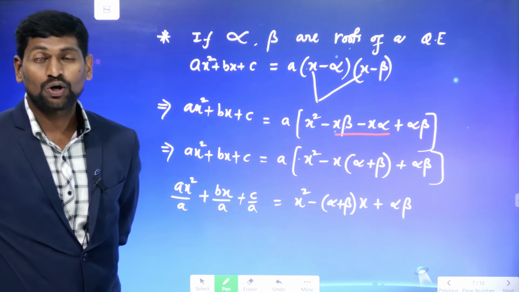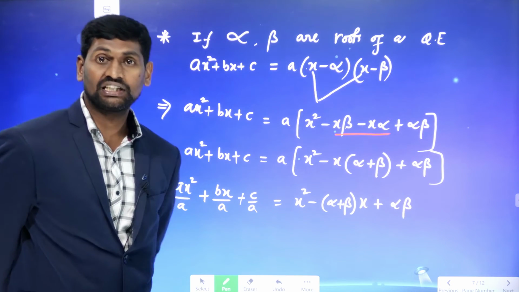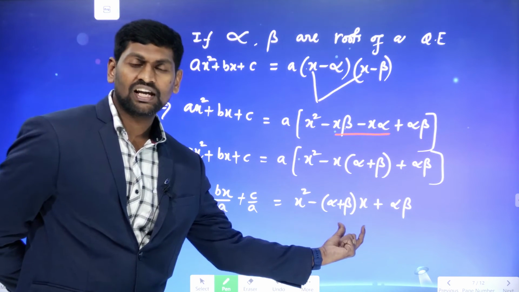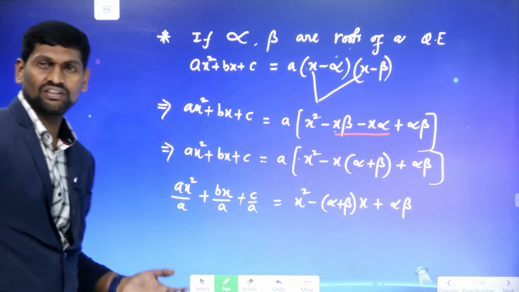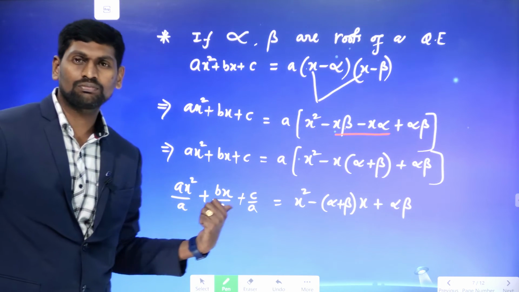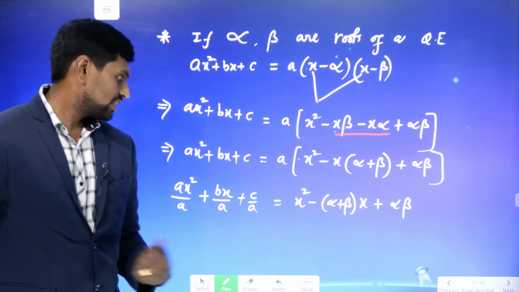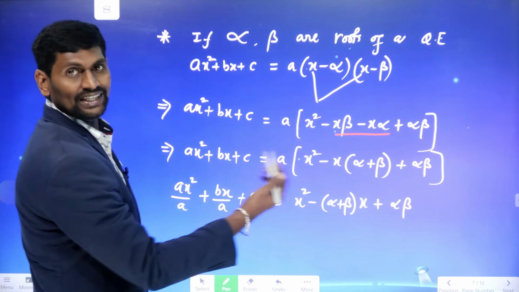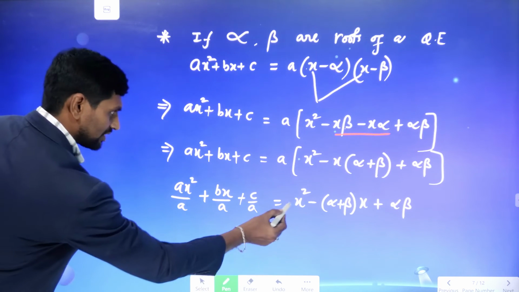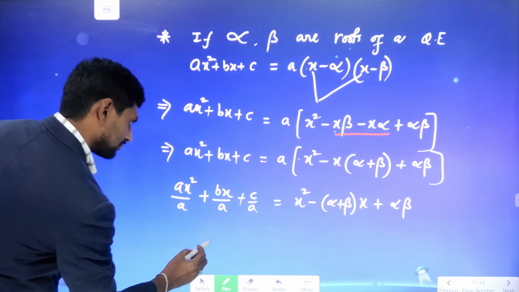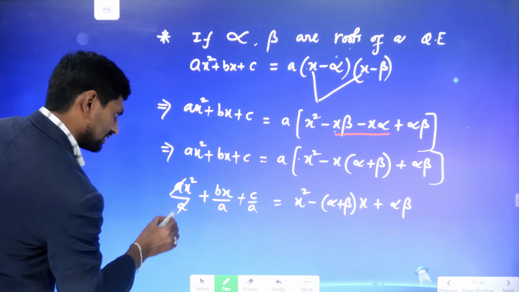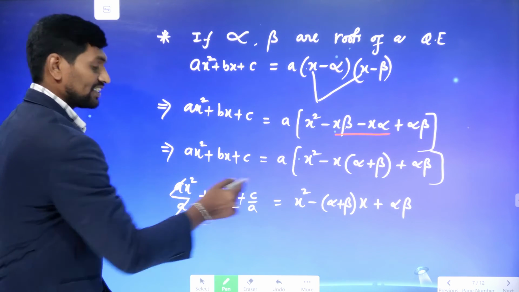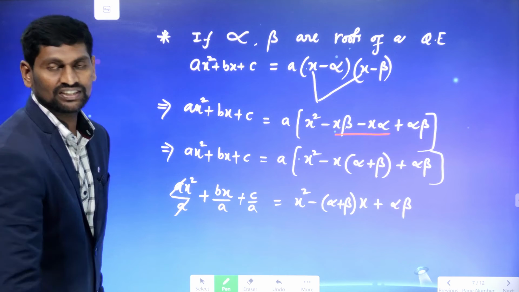Compare coefficients of each term. The x square term is having, x term is having, constant term also having. Here also x square term, constant term. Now I am comparing the x square coefficient: x square terms, x terms, constant terms. The x square term here, both cancelled. Numerator and denominator cancel. X square coefficient 1. Here also x square coefficient 1. Okay, I am leaving it same.